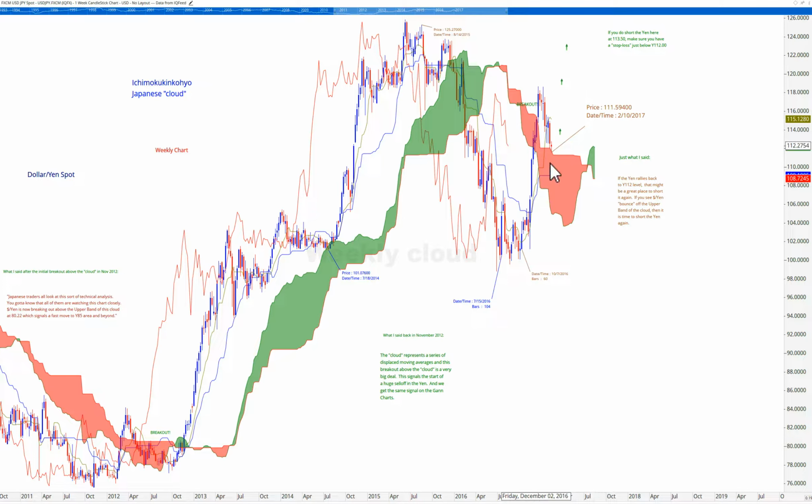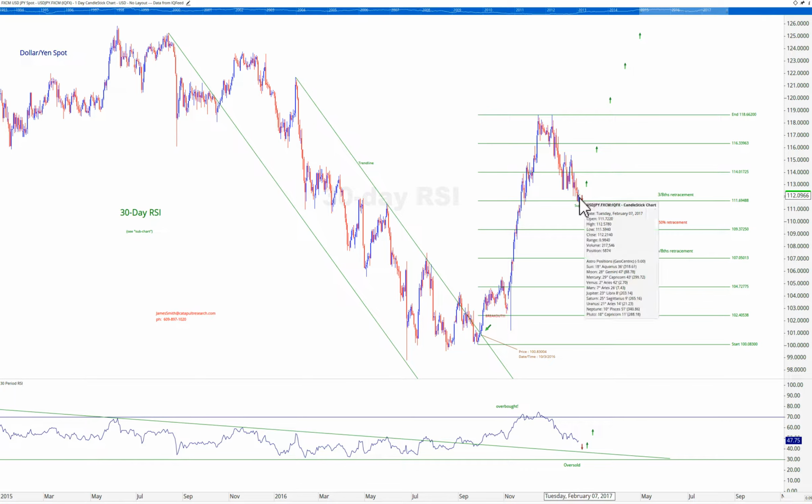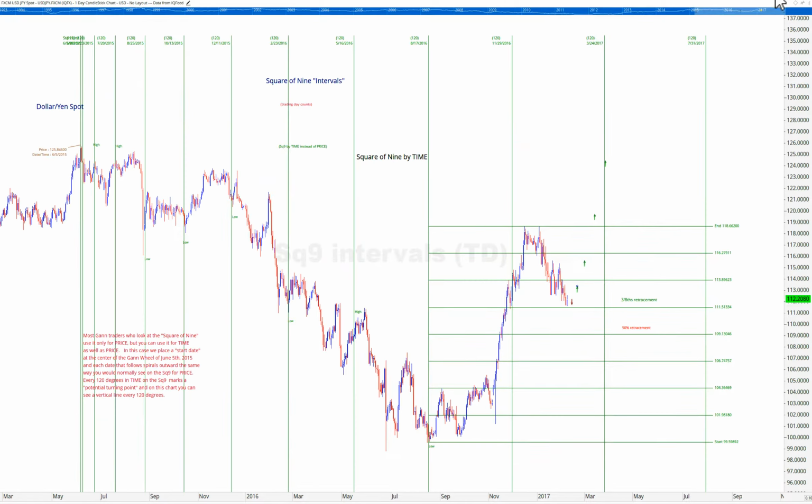So I like it. It often happens that you break out above the weekly cloud, you come back, touch it once, and then you go. That's a great setup. And you bounced off the 3/8 retracement. Again, that's a good reason to expect a rally. Again, this is the 3/8 retracement.